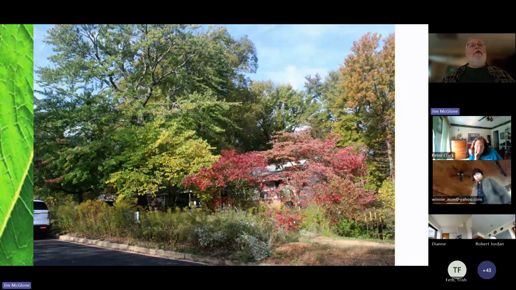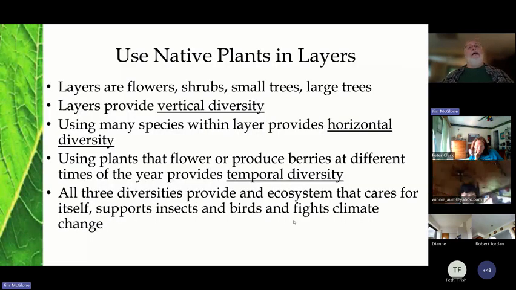And it's very simple. You need to use your native plants in layers the way nature does. And layers means you're planting flowers and grasses under shrubs, under small trees, under large trees. When you plant in layers, you're providing the vertical diversity, which creates niches for different kinds of insects and different kinds of birds. Within those layers, you want to get horizontal diversity, which means you're using many species within the layers.